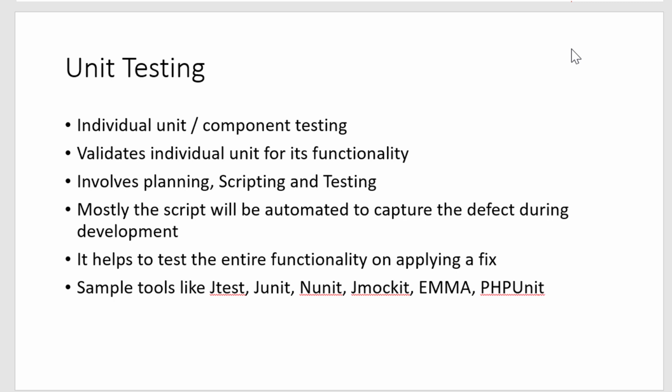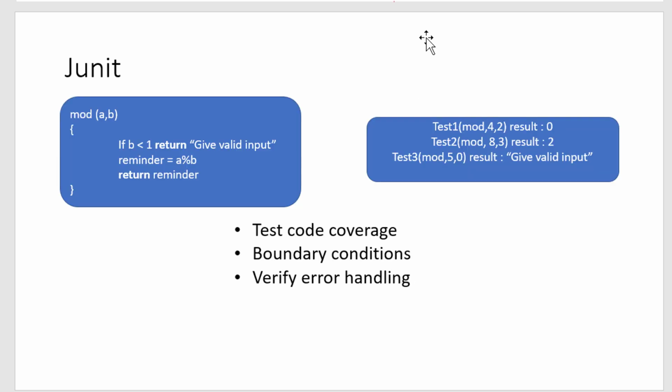Assume we do have a huge application and I'm changing a specific functionality. I just wanted to make sure that the particular fix that we have applied is not impacting any of the other functions that are already built into the application. There are a number of unit testing frameworks or tools available like JTest, JUnit, NUnit, JMockit, Emma, PHPUnit. Let us take JUnit as a good example that is predominantly used for testing Java applications. Let's understand how it works.